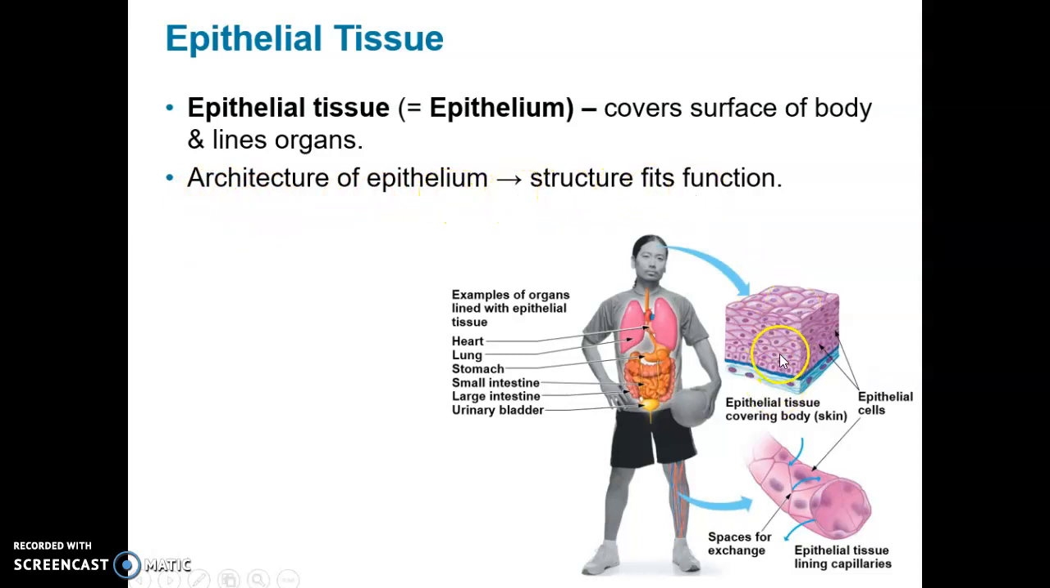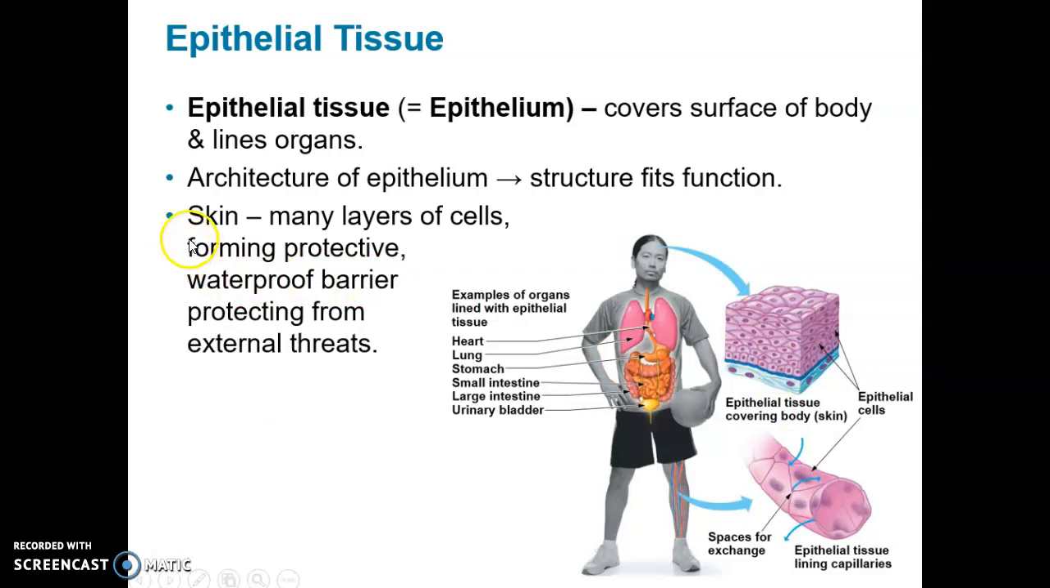Depending on where it is located in the body, the epithelium is going to be very thick or very thin. So the skin, your outer covering, your outer epithelium, has many layers of cells because your skin is in contact with the environment and there's abrasion, and it provides a good source of protection. It's a nice protective barrier. It's fairly waterproof in humans, many mammals, and it protects us from external threats, germs, bacteria, those sorts of things.